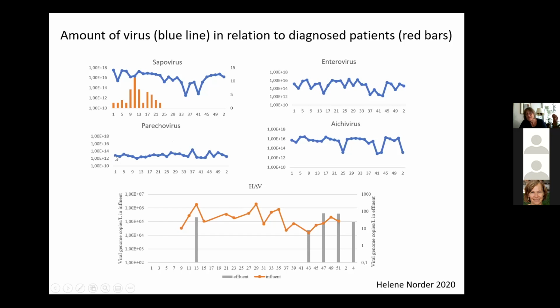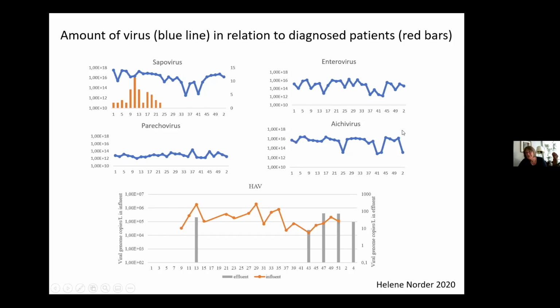One is parechoviruses, and we were surprised to find so much parechovirus in the sewage. This virus gives severe disease in small babies less than 1 year of age. That can go to severe neurological disease. And Aichi virus can also give gastrointestinal diseases. We don't really investigate for that at the hospital, but we do have really high amounts, 10 to the 6 in the incoming.